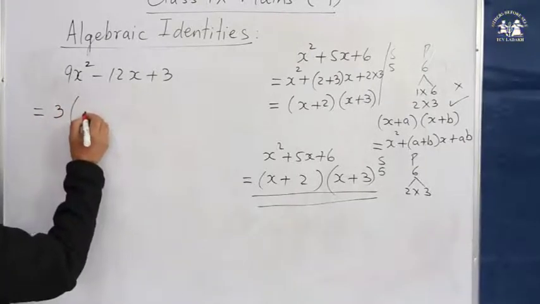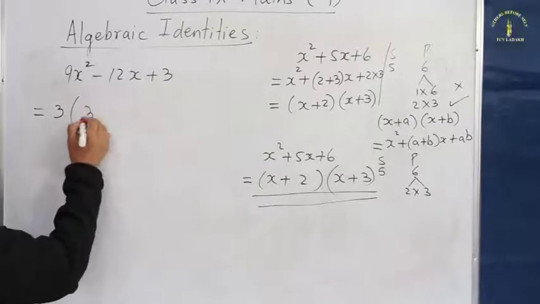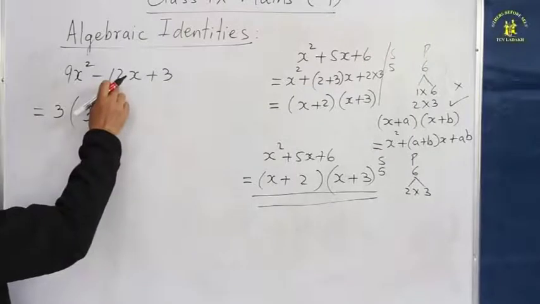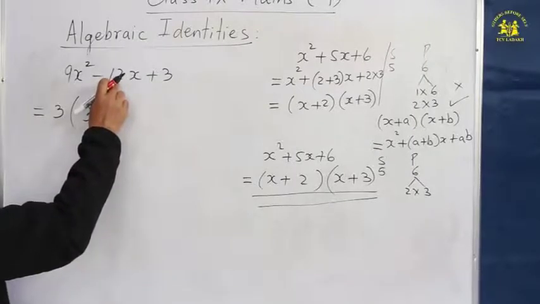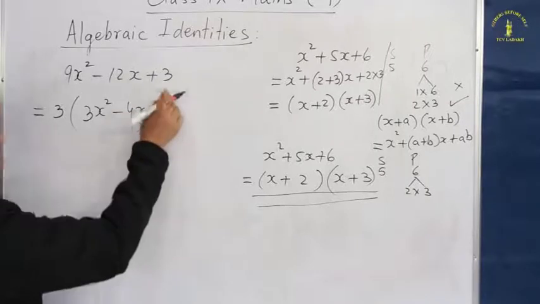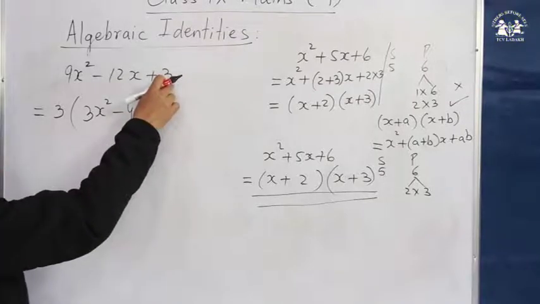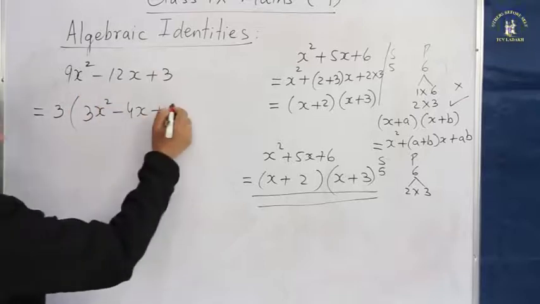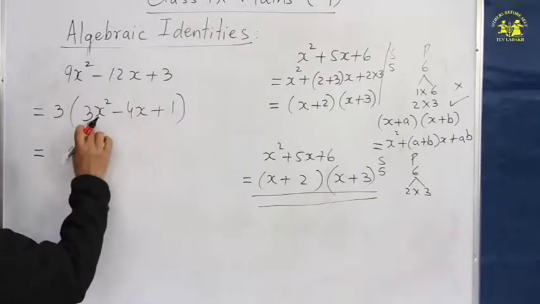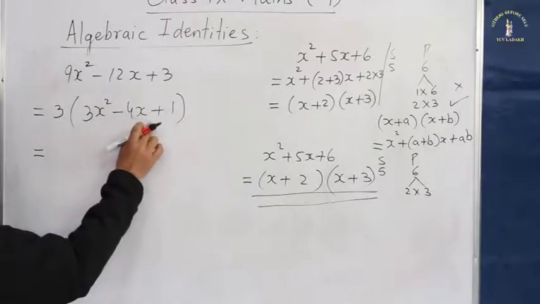What will be left inside? 3x squared minus, if we take 3 out, 12 is 3 fours are 12, so 4x will be left, plus 3 is 3 ones are 3. If 3 goes out, 1 will be left. Now we'll factorize 3x squared minus 4x plus 1.